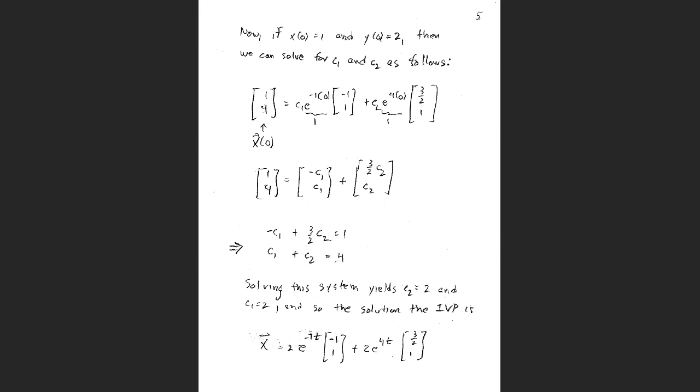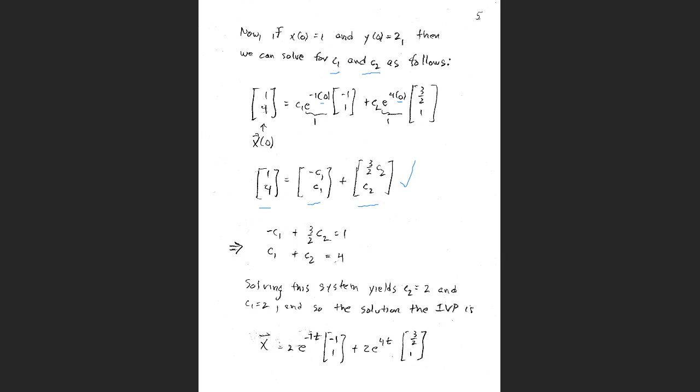Okay. So here's how we solve for C1 and C2. At time 0, the vector x of 0 is equal to 1, 4. Well, we put t equals 0 in for the t's in our solution. And we end up with what's called a vector equation. In other words, the vector 1, 4 will equal the sum of these two vectors.